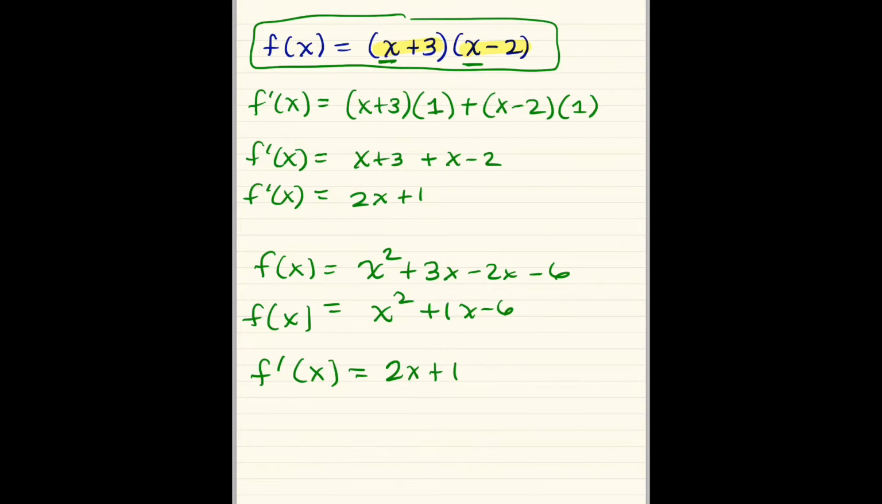And my point of doing this problem is that it's silly to do the product rule for something like this. That's very silly. So if you could distribute it, I would rather do it this way, clean it up, and then take the derivative. But either way works.